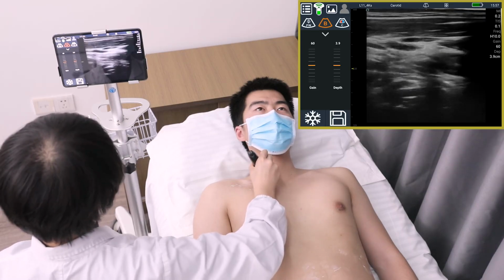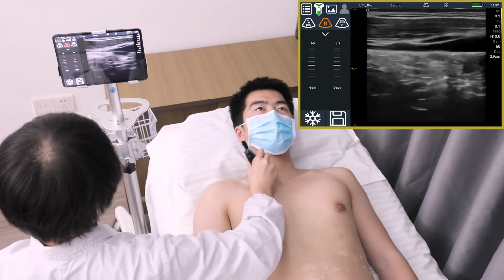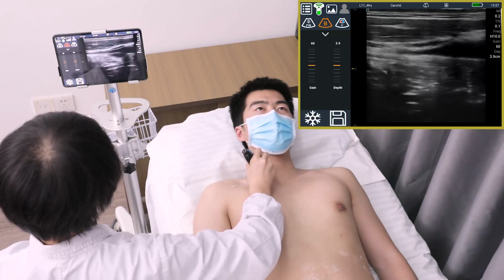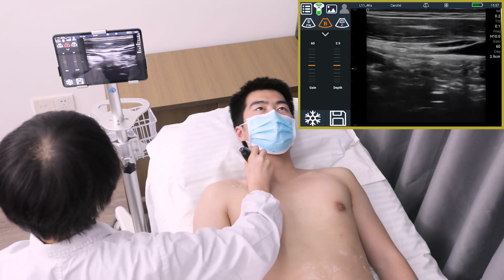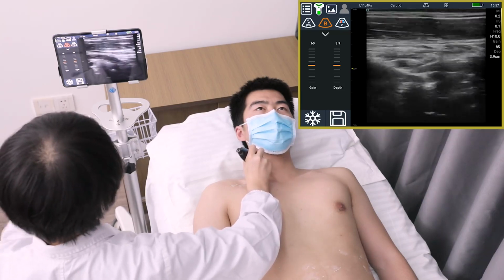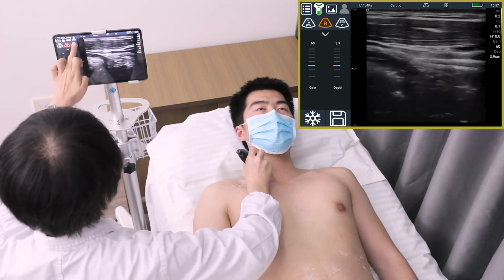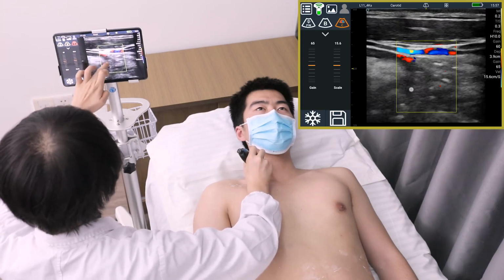Through the long axis view, it can be judged whether there are foreign bodies in the lumen, whether there is a change in the direction, and whether there are plaques, stenosis, etc. And the color blood flow mode can be turned on to further judge the vascular filling and thrombosis.